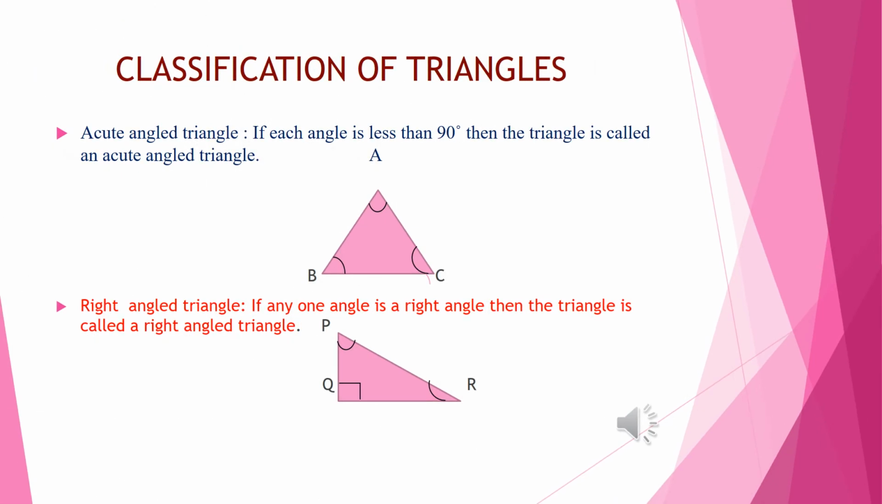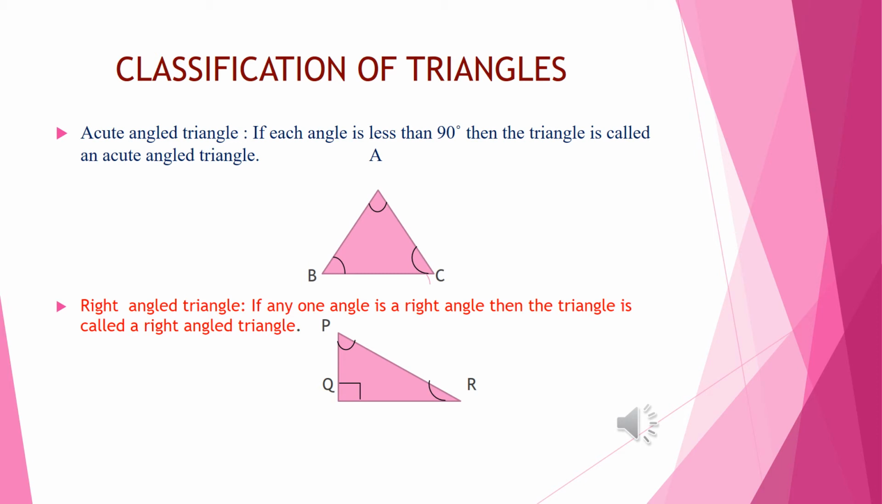Dear children, we have seen classification of triangles based on sides. Now let us see classification of triangles based on angles. The first one is the acute angle triangle. If each angle is less than 90 degrees, then the triangle is called an acute angle triangle. So here the triangle ABC is an acute angle triangle because all its angles are less than 90 degrees.